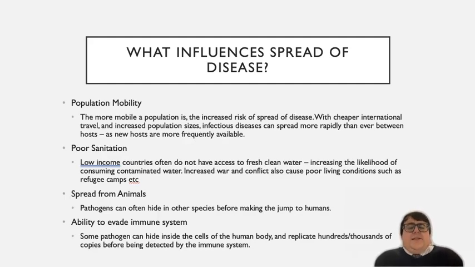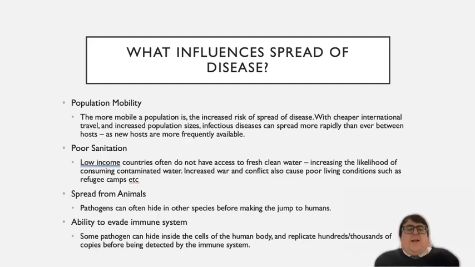We also look at sanitation levels, so obviously low-income countries have poorer sanitation at times because they have less access to fresh, clean water. By having less fresh, clean water, we increase the likelihood of consuming contaminated water, which increases the chance of disease. When we're looking at increased war and conflict, which we can easily see in the globe at the moment, that can also cause poor living conditions for things such as refugee camps, where people are forced to go to certain areas but don't have quite the same hygiene levels because they've had to move abruptly from their home, and hence they don't have those same resources.